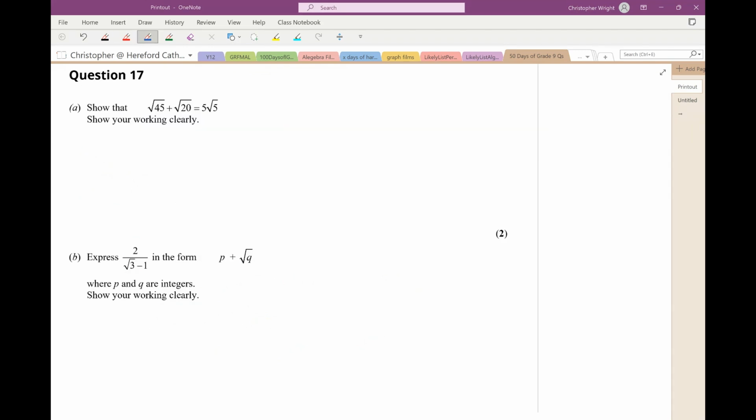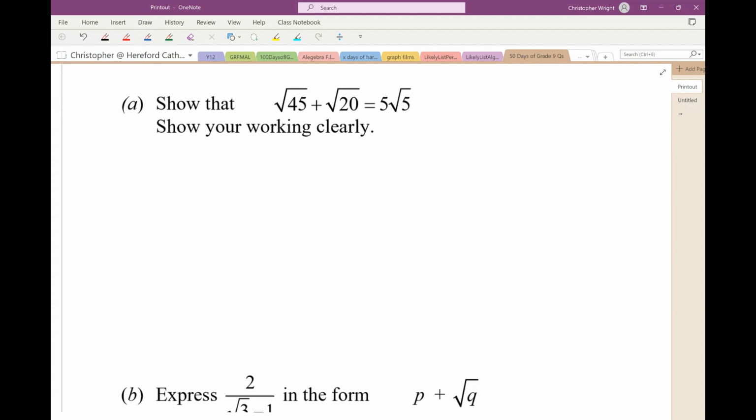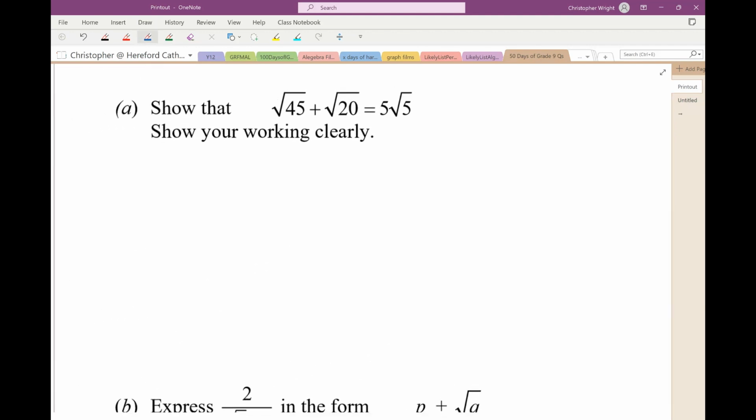Question 17 looks like a question about surds. Let's have a look. Part A. Show that the square root of 45 plus the square root of 20 equals 5 root 5. So I'm going to take the left-hand side and I'm going to simplify it and hope that I find 5 root 5 is the answer.